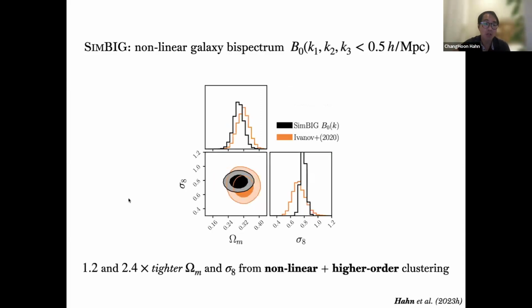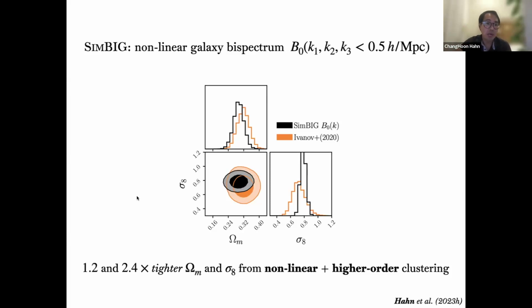So here's how our constraints in black for the bispectrum compare to the constraints from the standard power spectrum analysis. In this case, we're able to improve both omega matter and sigma 8 significantly over the power spectrum analysis. And again, this is from extracting information in higher order clustering and also on nonlinear scales.